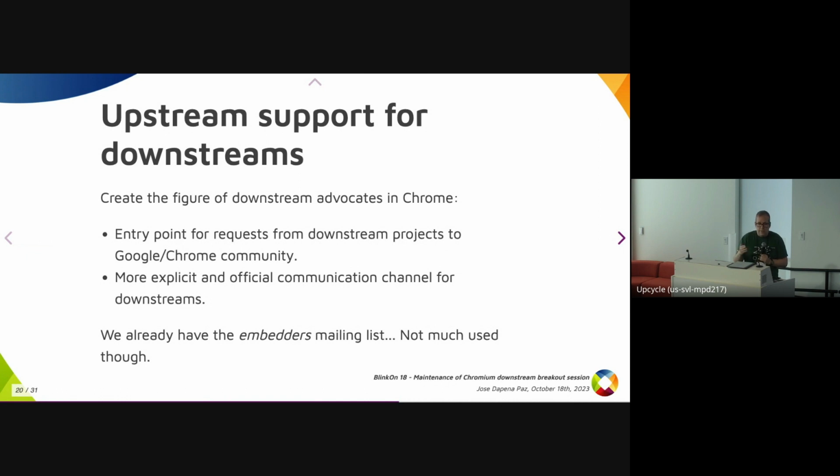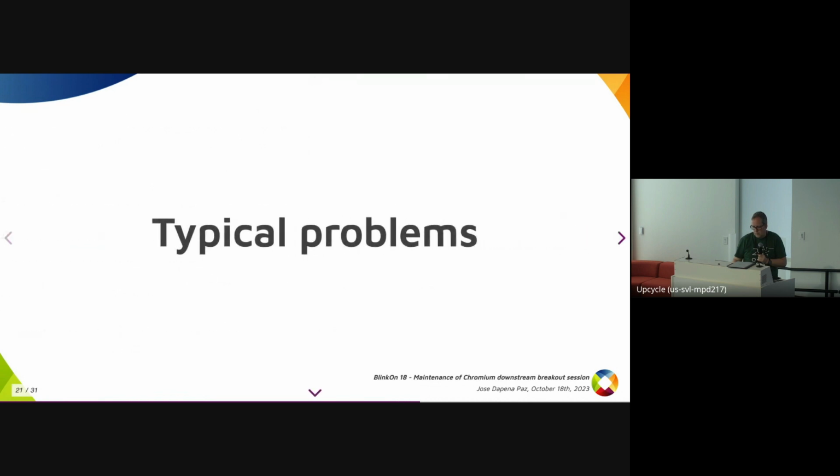As an example, it's very easy that sometimes a feature gets wiped out in upstream Chromium because apparently nobody uses that feature, and downstreams are really using that. These are the kind of things where they will usually say, okay, come on, we have a problem because of that.